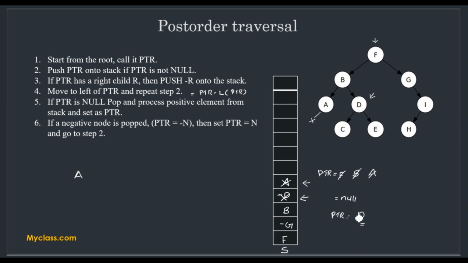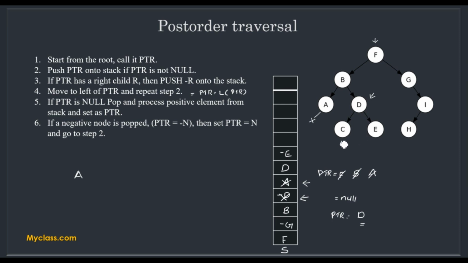Push PTR onto the stack. So again we are pushing. D is our node. Before, D was the right child of our B. So minus D we had pushed, but now we are pushing D. Then D has a right child, so we are pushing minus E.